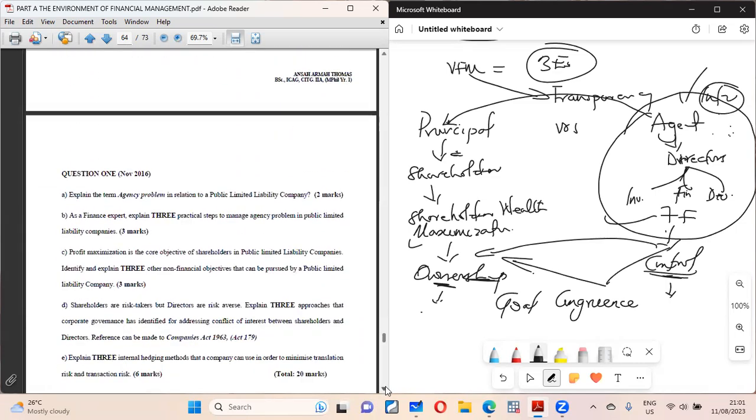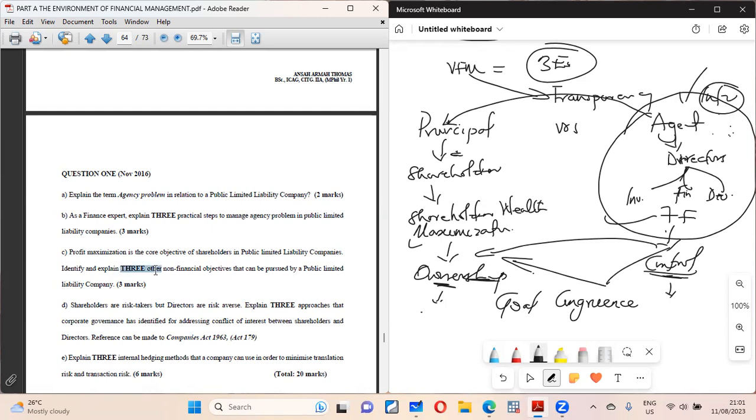But I just want to show you where they examine the, you saw the agency problem? Explain it. You saw 3 practical steps to manage the agency. If you remember, we talked about the full board, reward schemes and performance appraisal. Those are the 3. All right, so that is that.